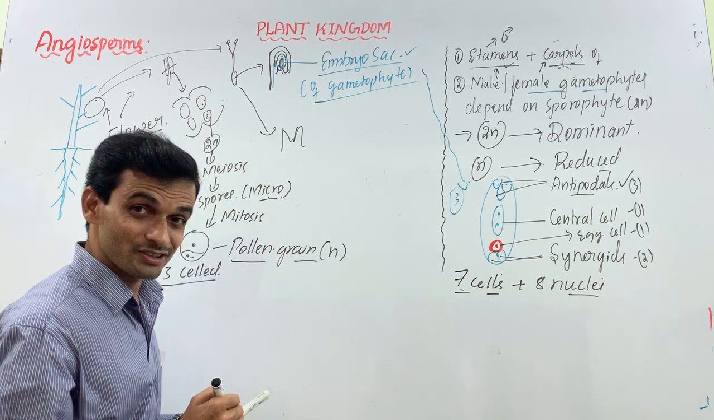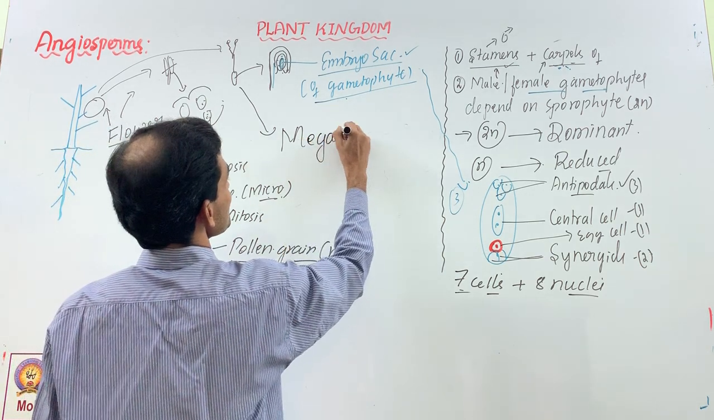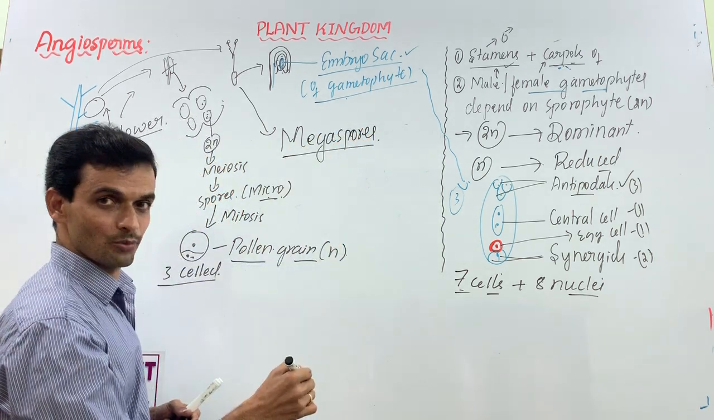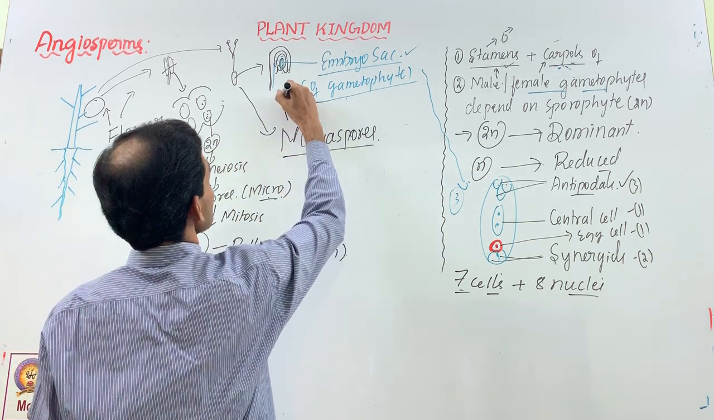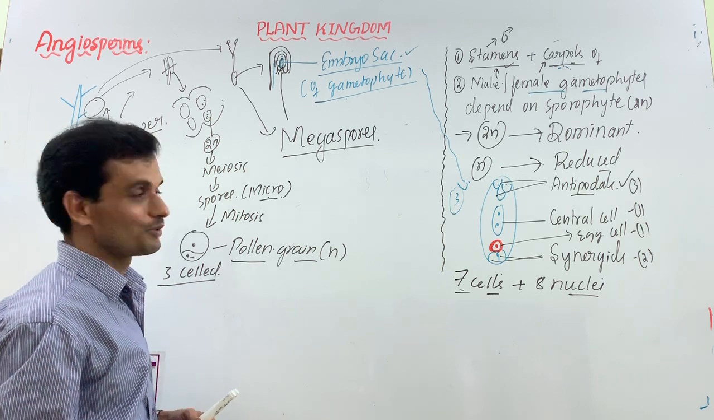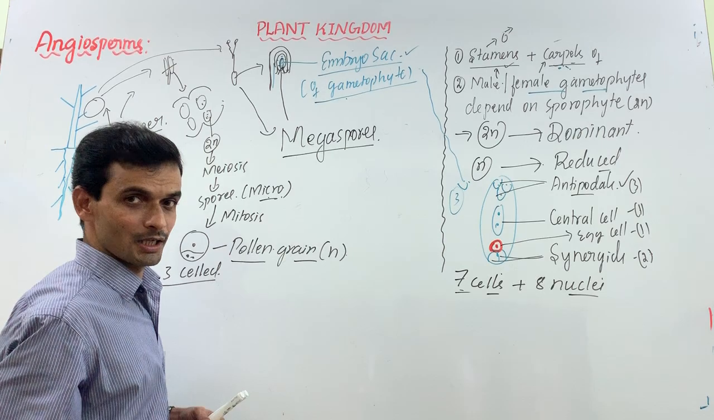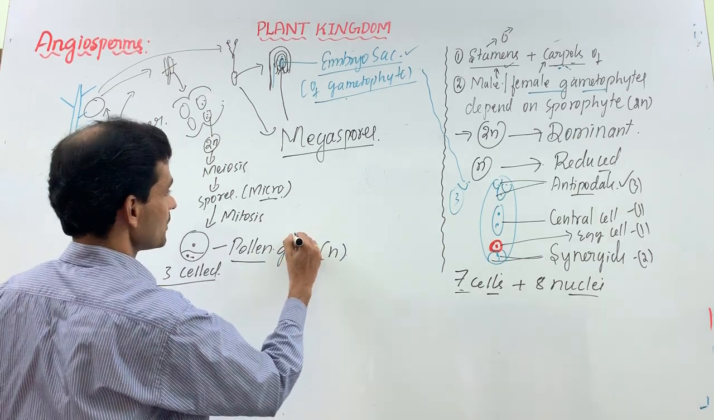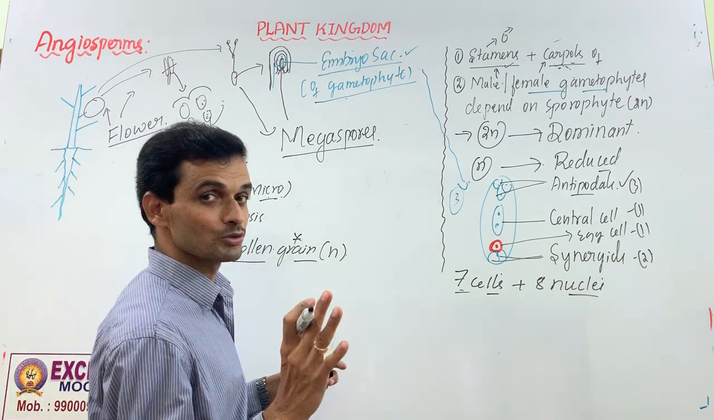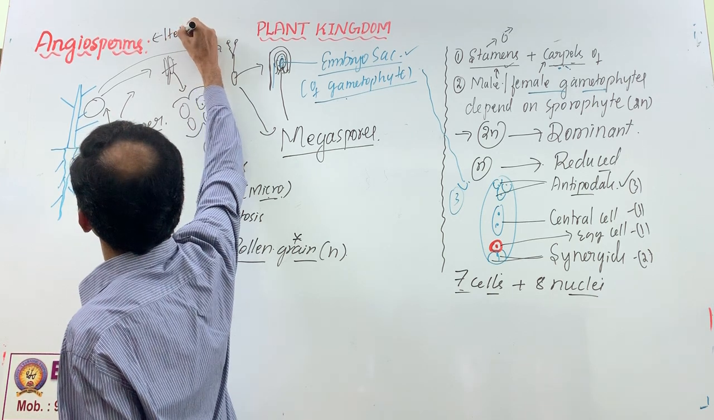That megaspore mother cell undergoes meiosis to form 4 megaspores. 3 megaspores don't survive. I have discussed this. 1 megaspore survives, and that becomes embryo sac. Okay, so female gametophyte develops from megaspore, male gametophyte develops from microspore. Well, I am talking about seed bearing plants, I am talking about heterosporous plants.